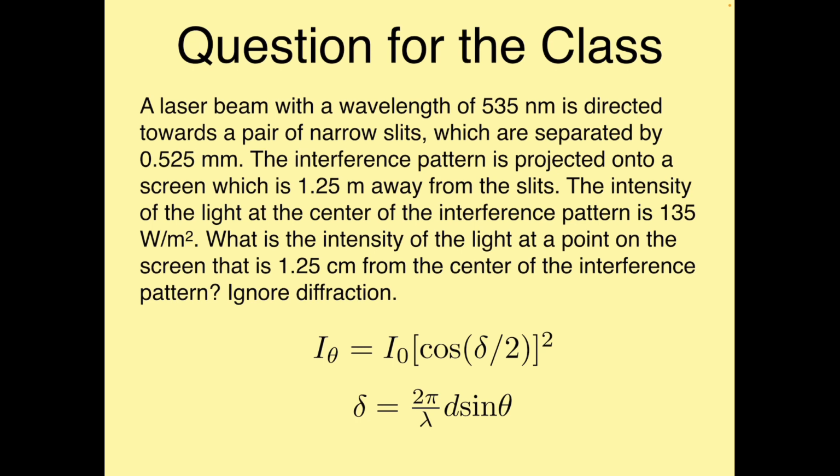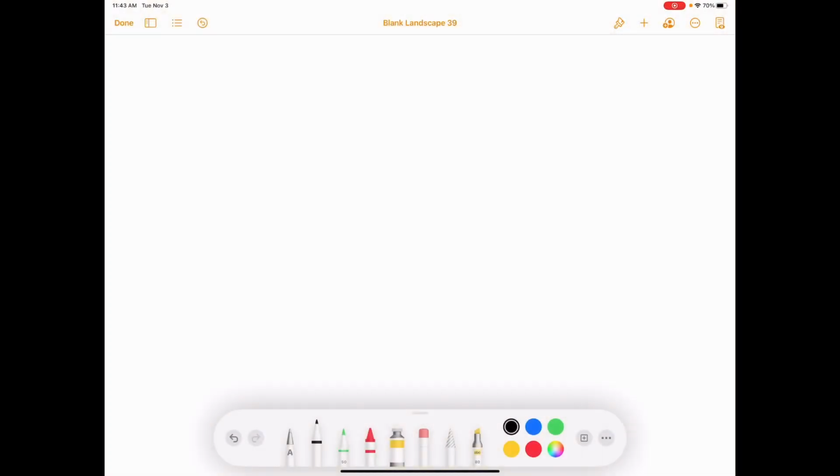The question here is, what is the intensity of the light at a point on the screen that is 1.25 centimeters away from the center of the interference pattern? So we're going to ignore diffraction, which means we can just use these results that we derived just a second ago. So pause the video, see if you can work this out, and then come back to it when you think you have your answer. Okay, so we'll start by drawing a picture of what's going on here.